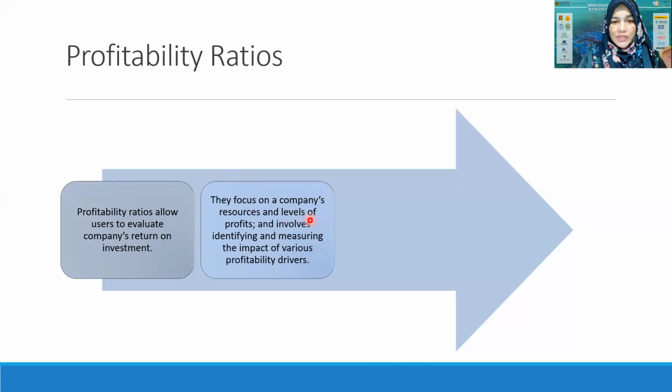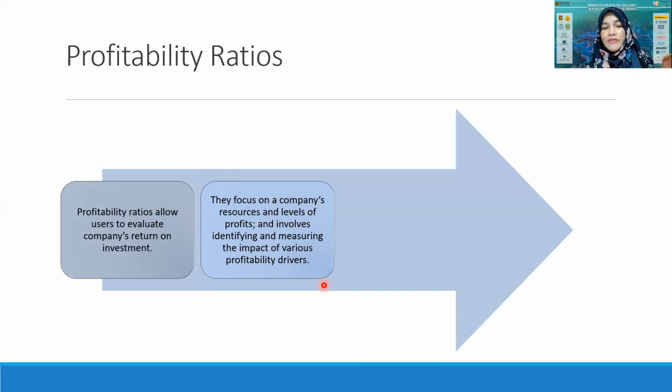They focus on the company's resources and levels of profit and involve identifying and measuring the impact of various profitability drivers. So profitability drivers include the revenue itself. Definitely, for a company to make profit, they have to make sales first. So the sale or revenue is the main driver for profitability.